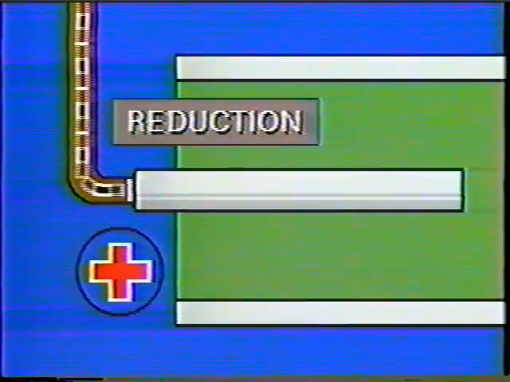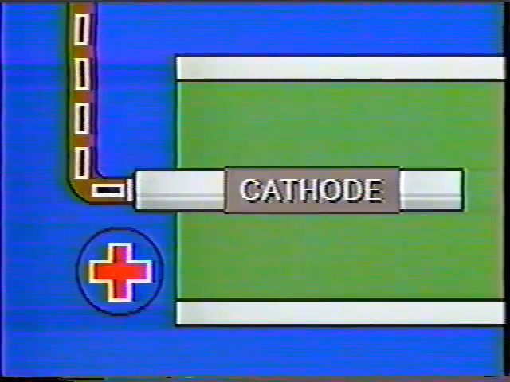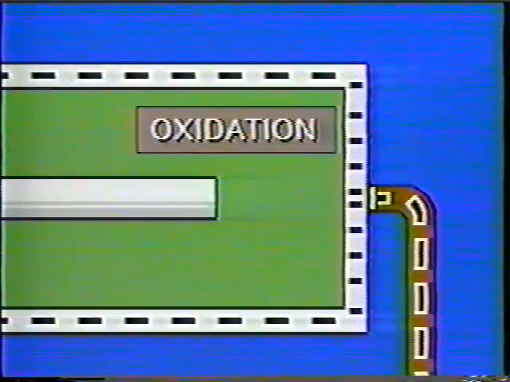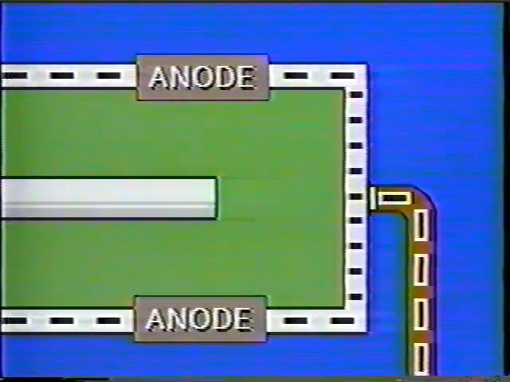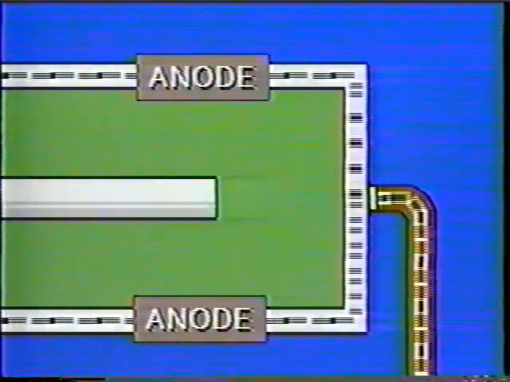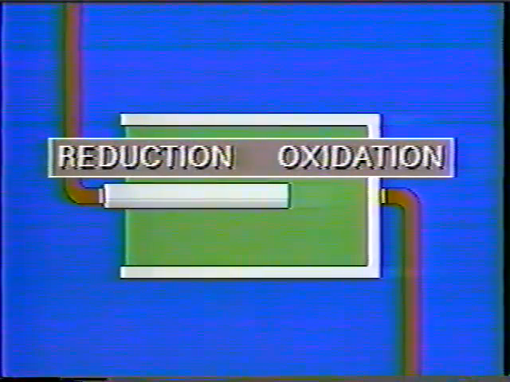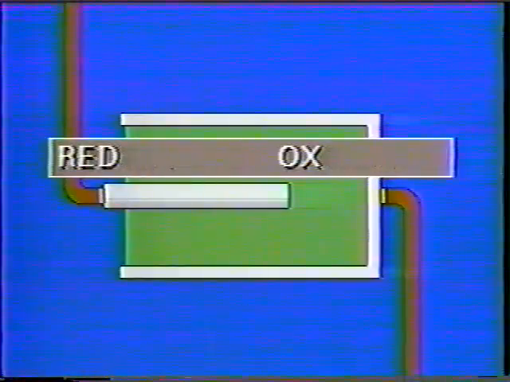Reduction, or a gain of electrons, occurs at the cathode. Oxidation, or a loss of electrons, occurs at the anode. Reduction, oxidation, redox is the name given to these battery reactions.